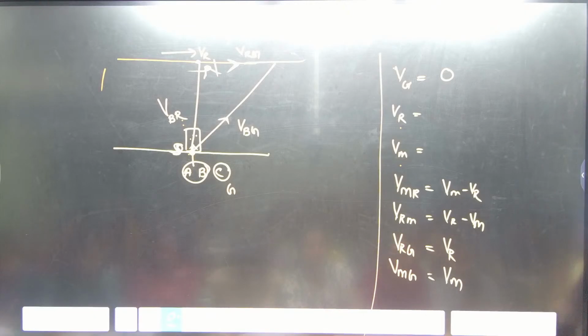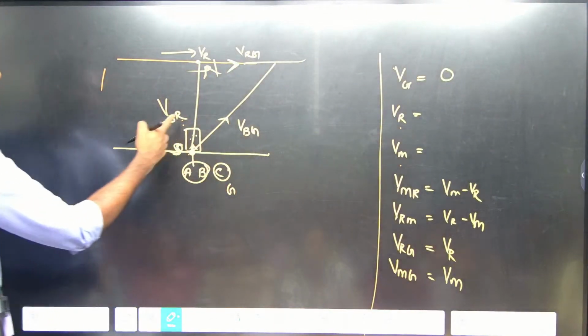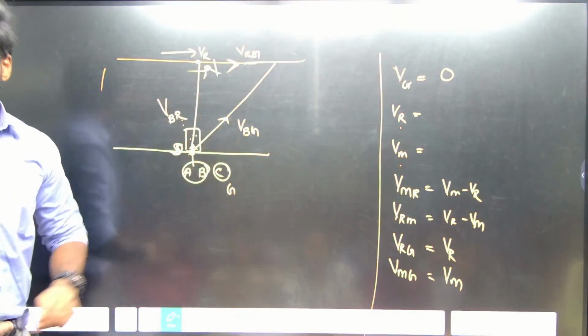Completed? You can write down velocity of the boat with respect to ground, velocity of the boat with respect to river, velocity of the river with respect to ground.